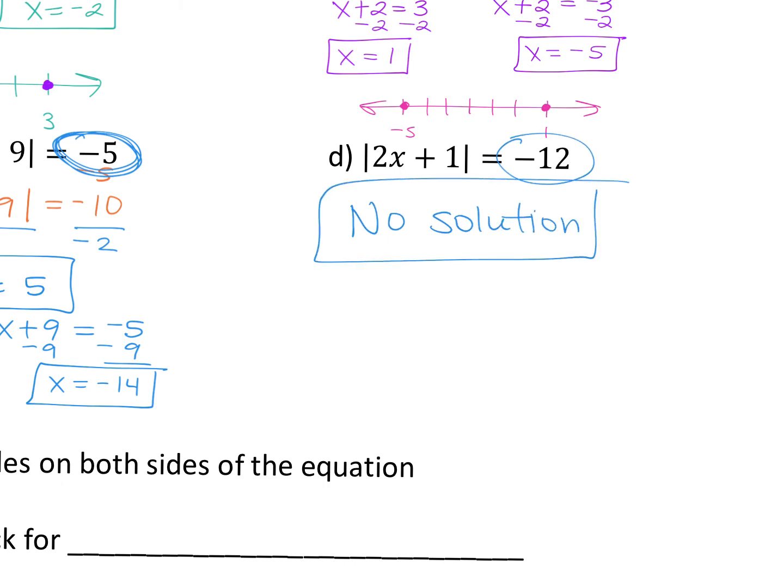Don't you kind of love it when things like that happen, where it's like, oh, gotcha. I kind of love it. If what the absolute value of something equals is a negative, there is no solution. It's not possible. That's why. Yeah, not possible to have a negative answer there.